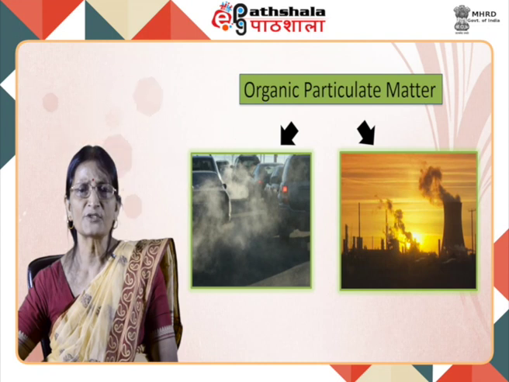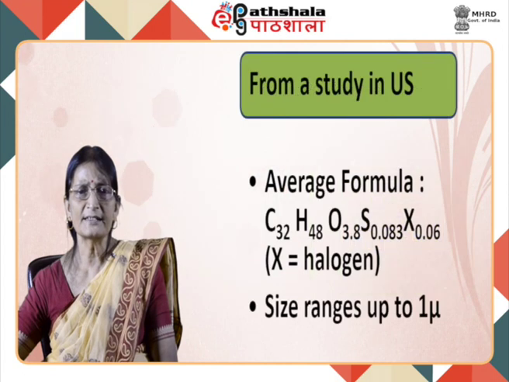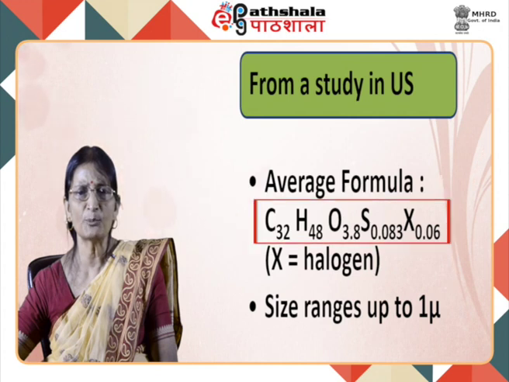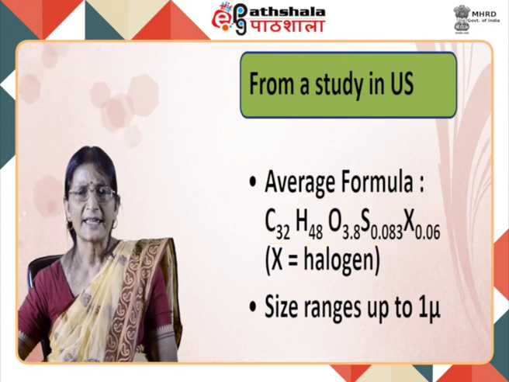This is obtained from a number of sources. There could be emission from vegetation. There could also be emission from automobiles because of combustion of hydrocarbon fuels. From a study conducted in the US on 200 air samples, it was concluded that the average formula for the organic particulate matter is C32H48O3.8S0.083X0.06, X being a halogen, could be chlorine or bromine, and the size of these particles could range up to 1 micron. Such particulate matter is a potential health hazard.